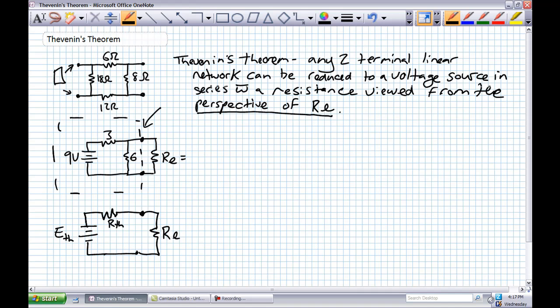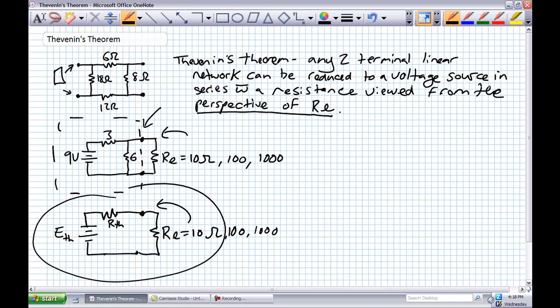For RL a value of 10 ohms, solve this network. For a value of 100 ohms, 1,000 ohms, on and on and on. You get the picture. This network here is substantially easier to solve than what's in the box, okay?